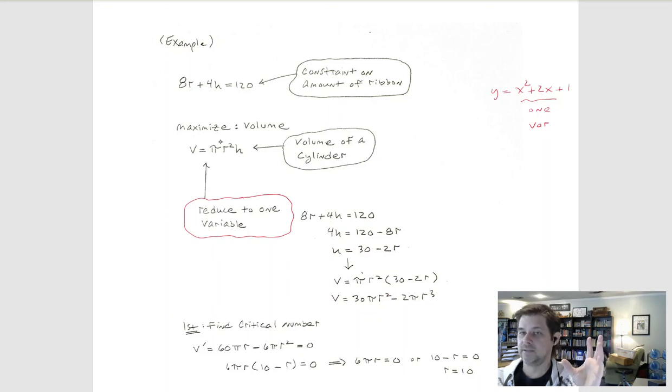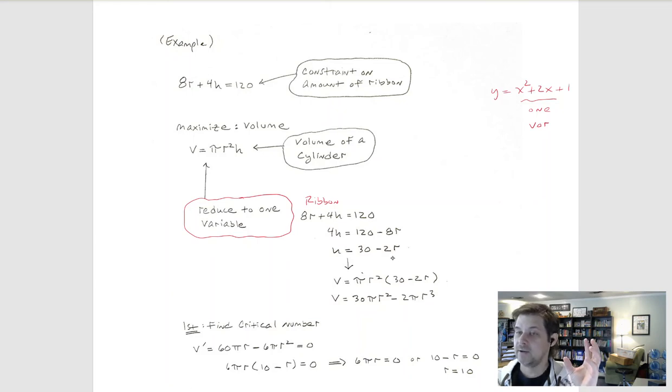So it goes like this. I take my equation that measures the ribbon on the box: 8R plus 4H is 120. I think it'd be easier to solve this for H. So that's what I'll do. I'll move the 8R over. Then I'll divide both sides by 4 and I'll get this. That reduces it to H equals 30 minus 2R.